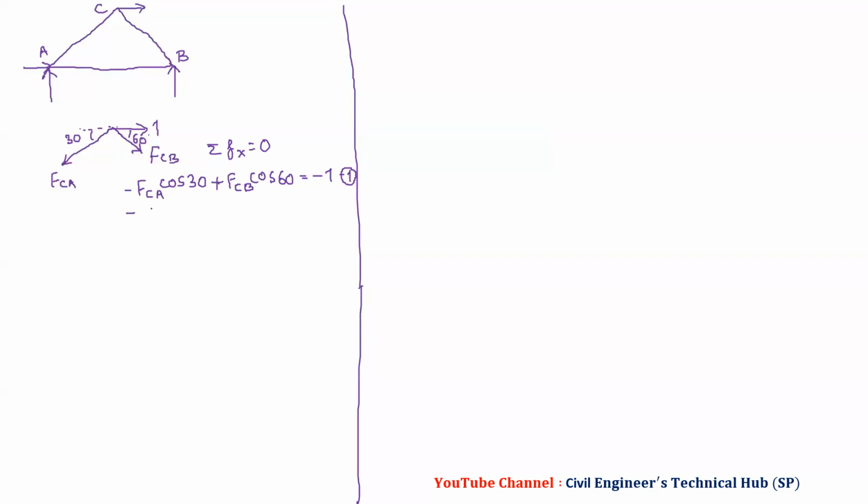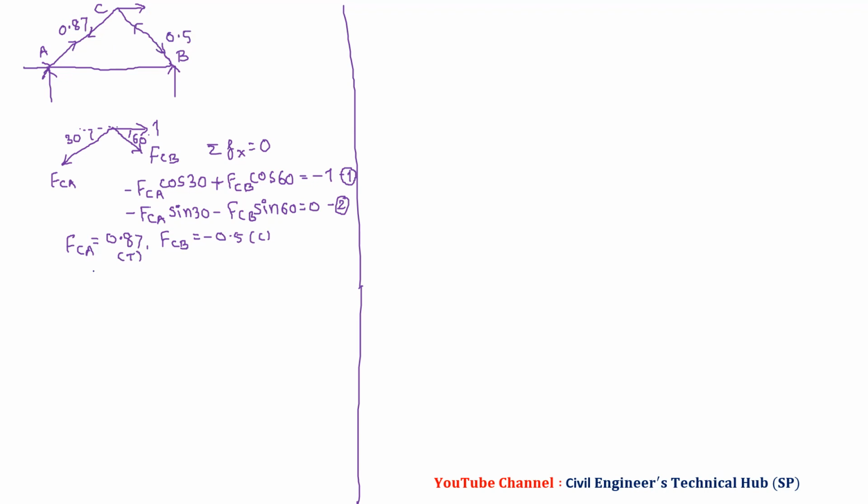Then we have minus FCA sin 30 minus FCB sin 60 equal to 0. This is equation 2. Solving these two equations, we have FCA 0.87, and as we are getting positive, this is tensile, and FCB we have minus 0.5. So we have this as tension and this as compression. So FCA is 0.87 tensile, and at CB we have compression 0.5.